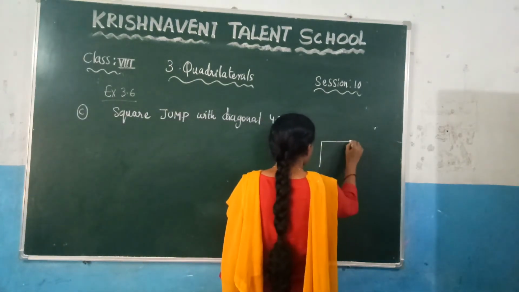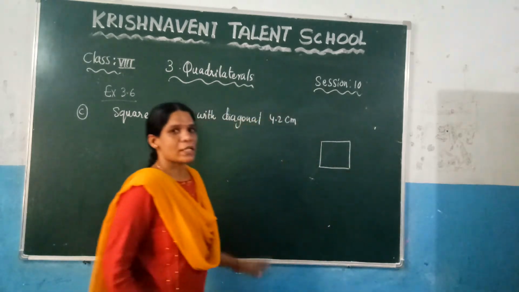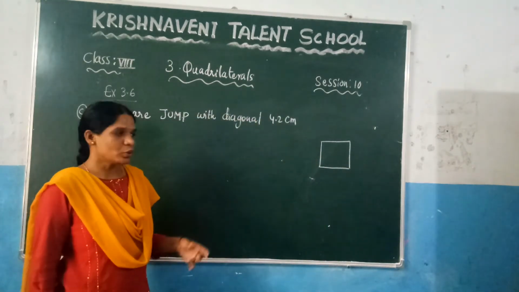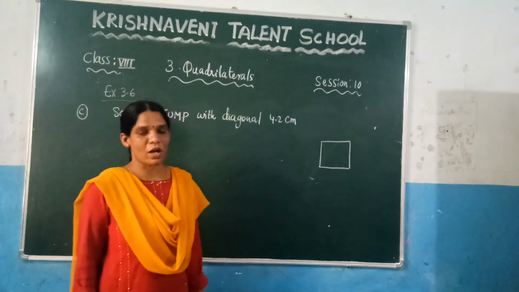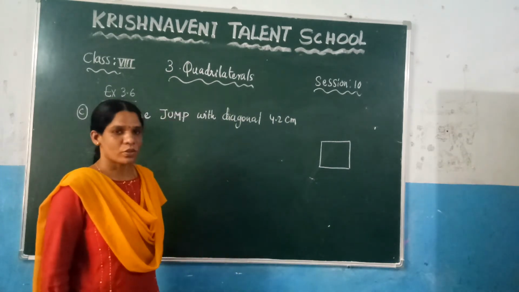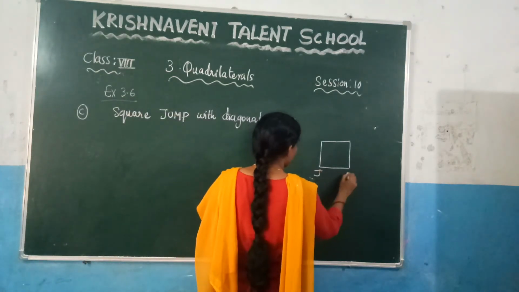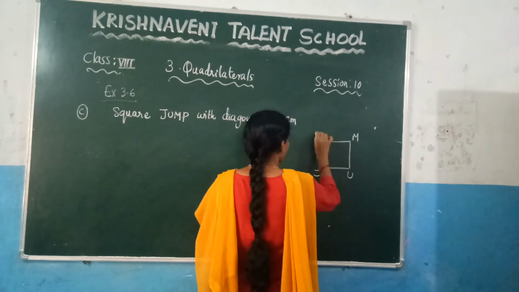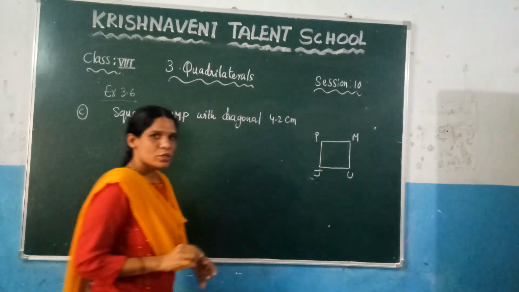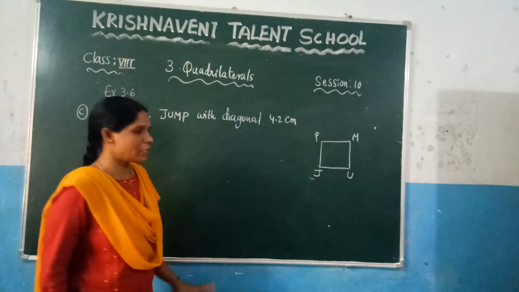So first draw the rough sketch. What is the rough sketch? It is nothing but a square. Now what are the properties of the square? You know that in a square all sides are equal and the diagonals are also equal, right? So here let us name, what is the name of the square they have given? JUMP. J-U-M-P, JUMP.